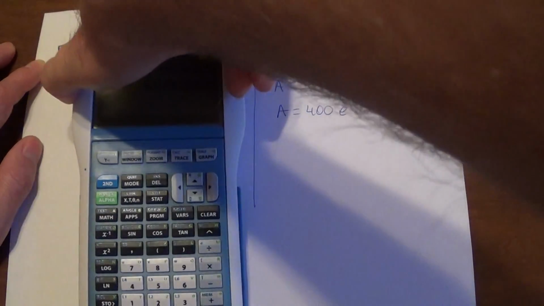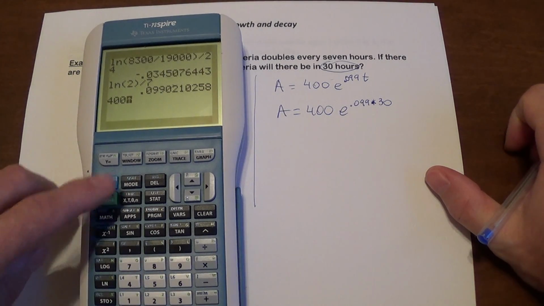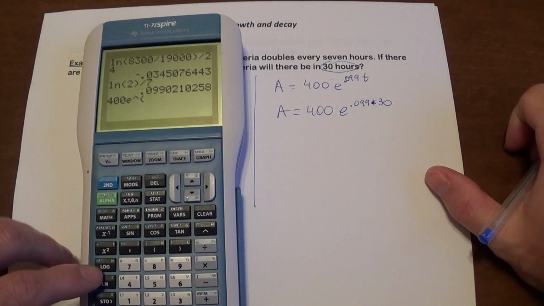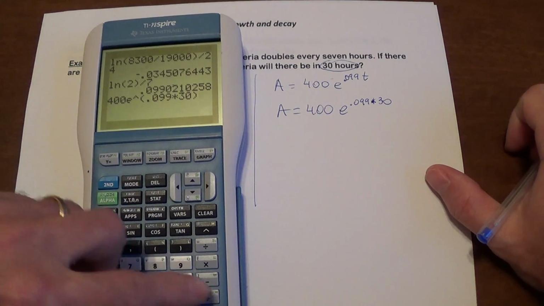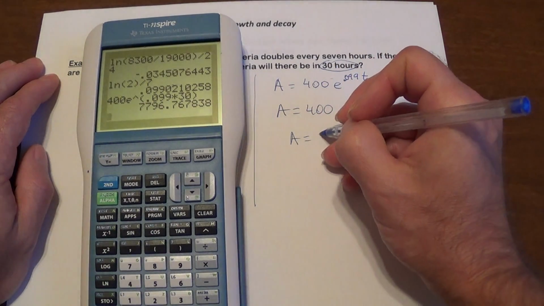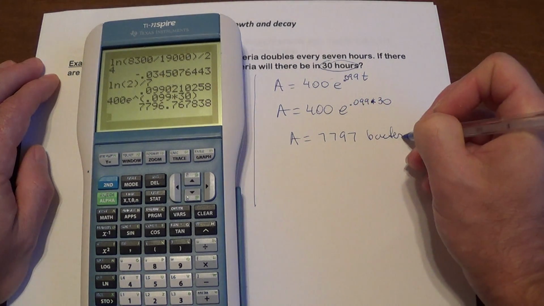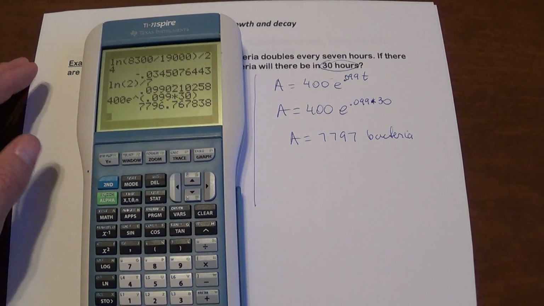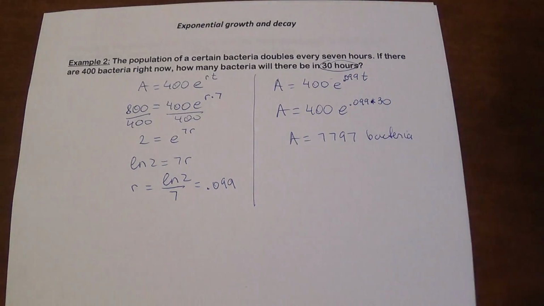Now we go back to our calculator, and we are going to have approximately 7,797 bacteria. Okay, so this problem does involve two steps because you have to find the rate first, and then you can go ahead and find the actual answer to the question.